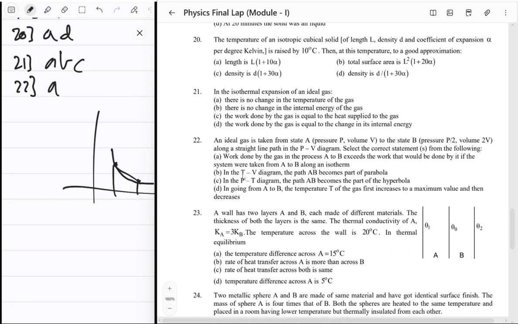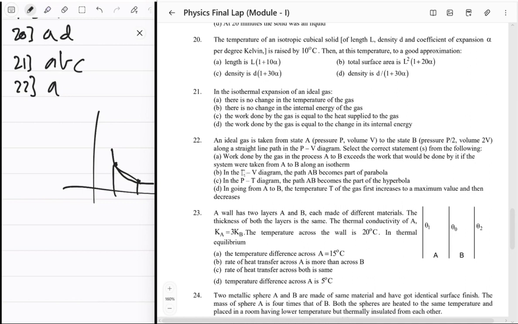In the TV diagram, the path AB becomes part of parabola. Okay, so like PV, right? P is just a linear function of volume. So T is equal to a linear function of volume times volume, उससे proportional है. So some kind of square function of volume basically. So yes, it will actually become a parabola. T will be a quadratic in V basically. So yeah, both cases में actual में ये parabola हो जाएगा, right?